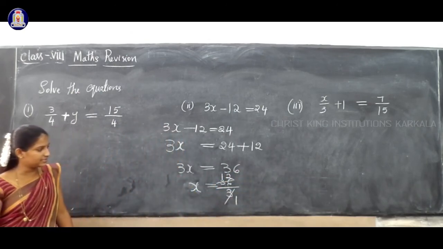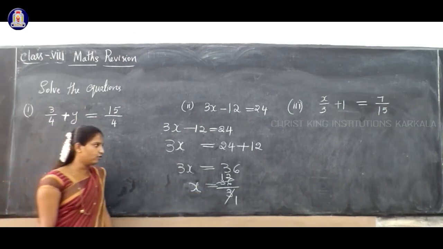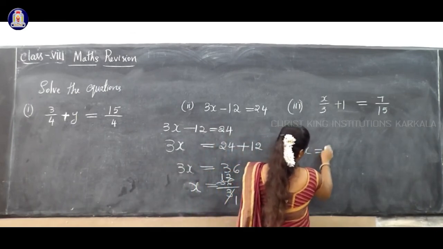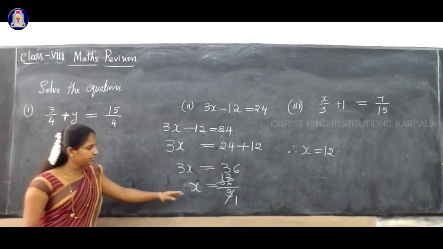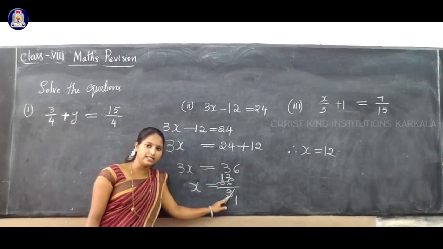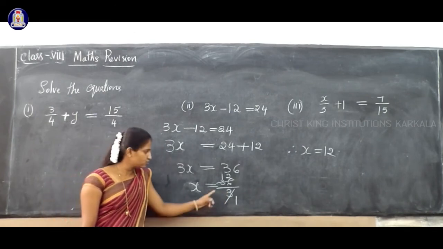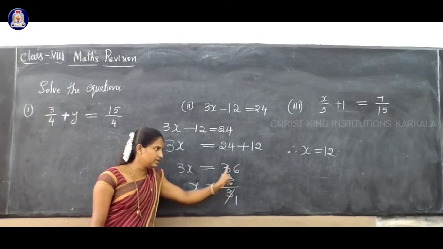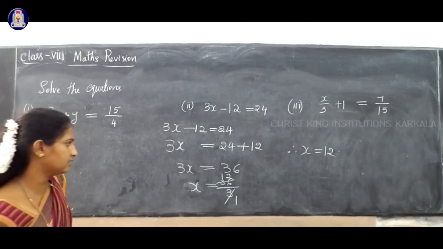So now we can say that x is equal to 12 by 1. Therefore the x value we got is 12. Is it correct now? x is equal to 12. So 3x is equal to 36, so x is equal to 36 by 3. 3 divides both numerator and denominator. So 3 ones are 3, 3 twelves are 36. Therefore the value of x is 12.